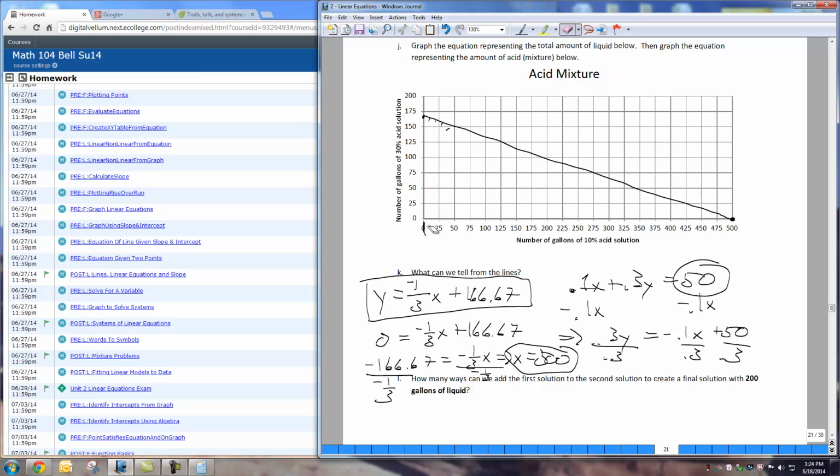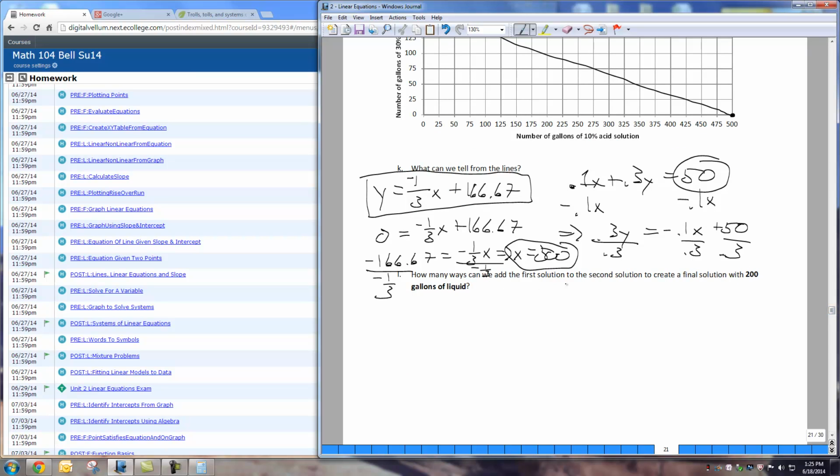So this is a way to look at these problems to understand exactly what's going on. Along this line, I could take 175 gallons of 10% and 110 gallons of 30%, and it'll give me 25% at the end. Notice there's a bunch of values that make that statement true. Any 2 points along this line would yield 200 gallons of 25% acid solution, or exactly 50 gallons of acid.